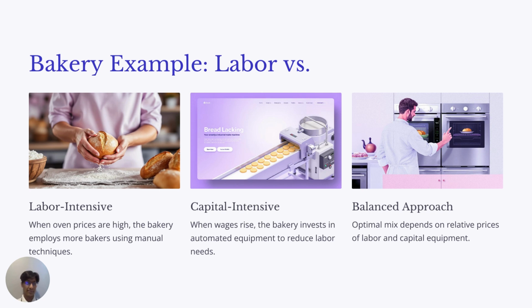Let's take a bakery example to see the difference between labor and capital. Let's apply this to a relatable business, a bakery. Suppose the price of renting ovens increases. The bakery may respond by hiring more bakers and relying on labor intensive methods. On the other hand, if wages increase, the bakery might invest in automated mixers, conveyors, and ovens to reduce labor needs. In both cases, the firm is adjusting its input mix based on relative input prices. The key takeaway is that cost minimization is dynamic. It depends on market conditions, technology, and resource availability.